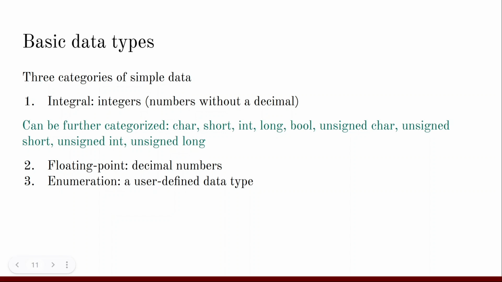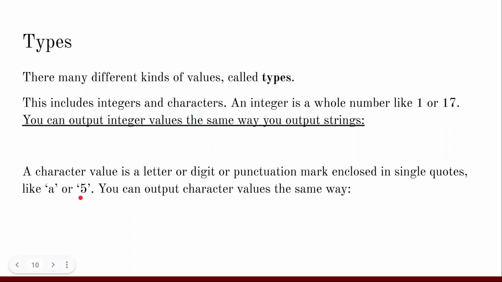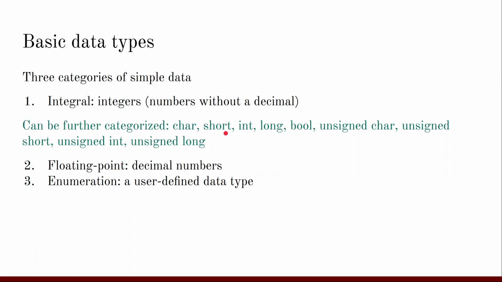All right, so we have different kinds of data types. We have the integer data type, and we have the character data type that I explained a few minutes ago: if you have only one character, that is an example of the character data type. And then we have short, then we have int.